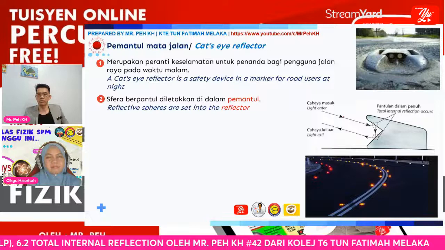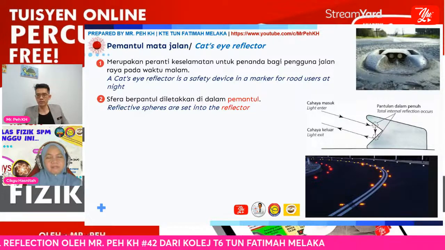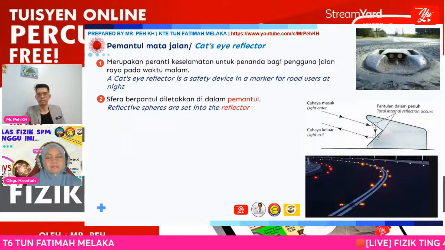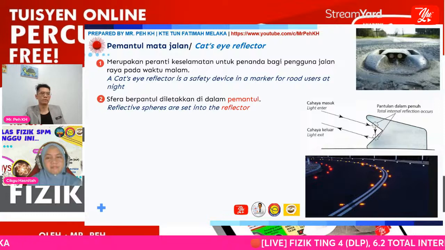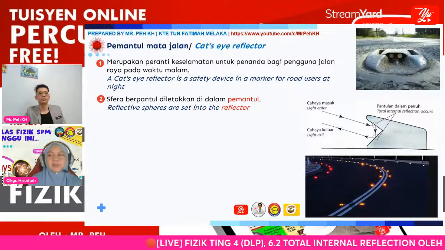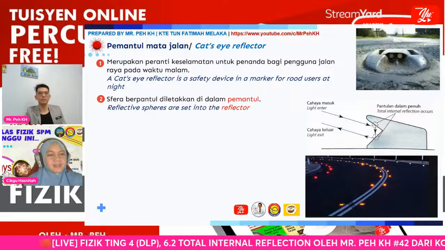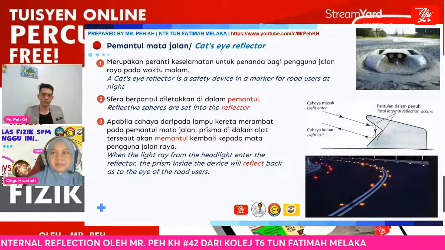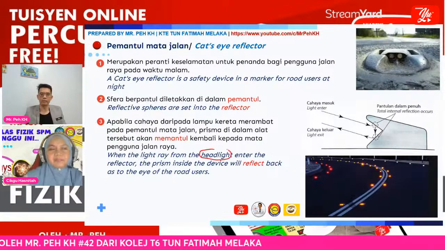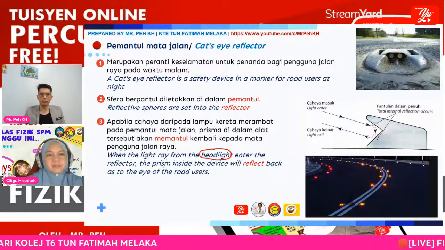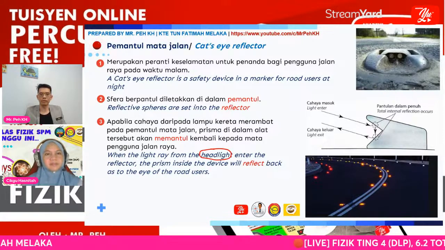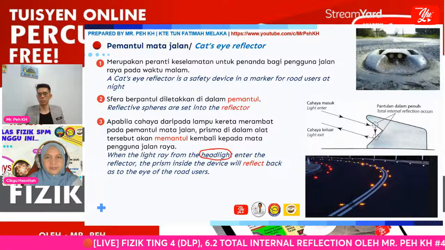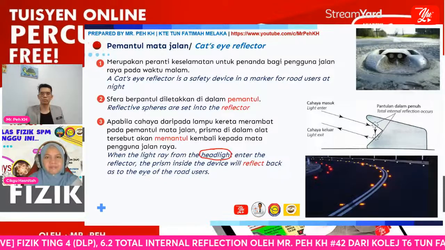The light entering here will cause total internal reflection to occur. How does total internal reflection occur? As I mentioned already, the light must go from a denser to a less dense medium. Then the incident angle in the denser medium must be greater than the critical angle. So when the light ray from the headlight of a car enters the reflector, the prism inside the device will reflect it back to the eyes of the road user, so it will be reflected back to the driver.